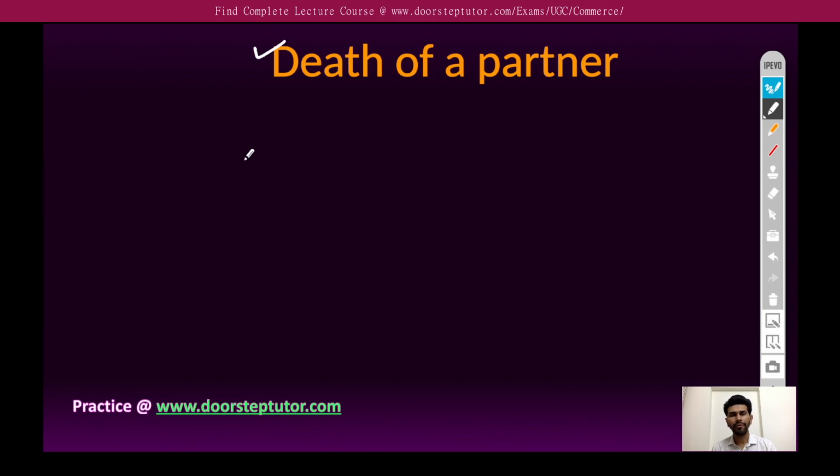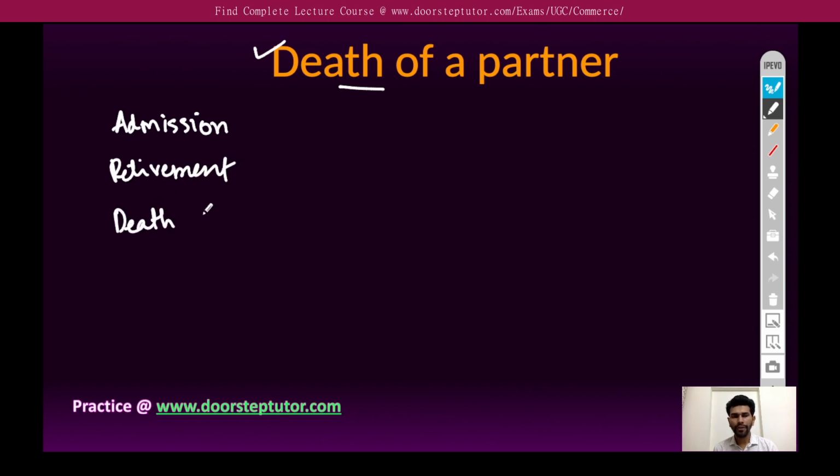In this lecture, we will discuss death of a partner. We have already discussed admission of a partner, retirement of a partner. Now, in case of death of a partner, the accounting entry or accounting treatment will be similar to accounting entries of retirement of a partner. So, there will be minor changes in accounting treatment.